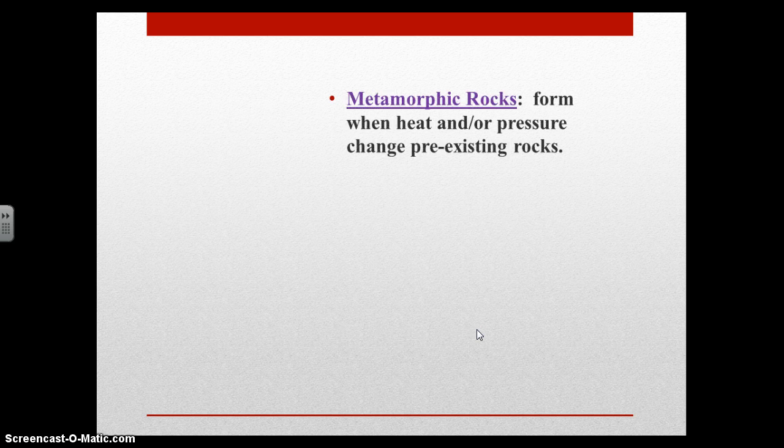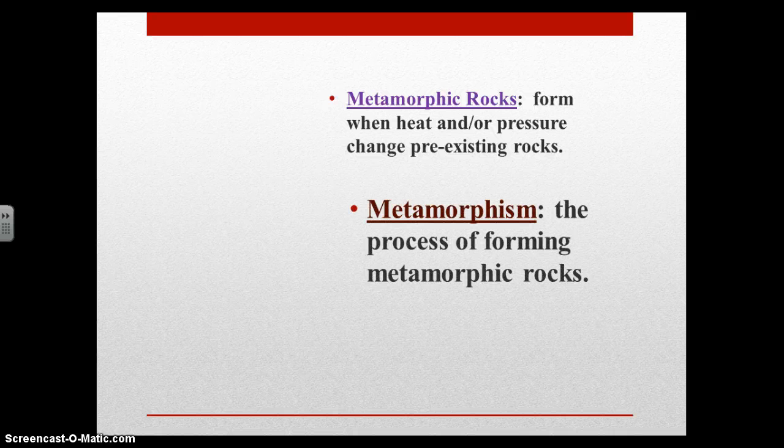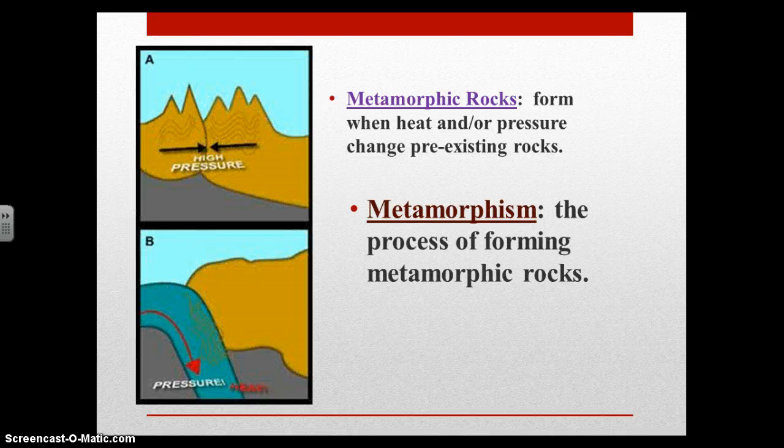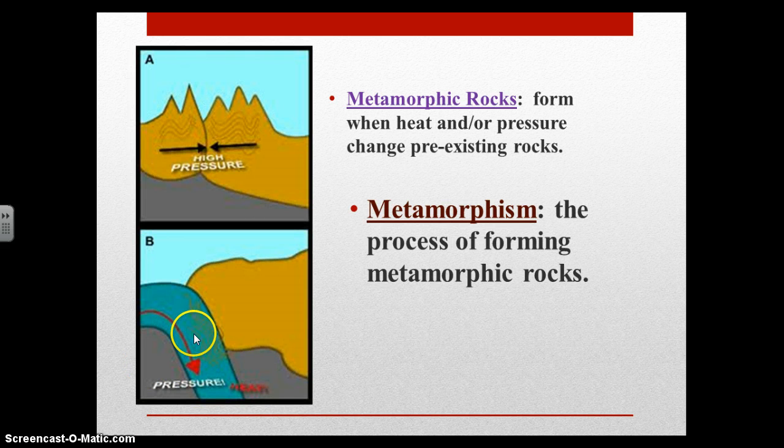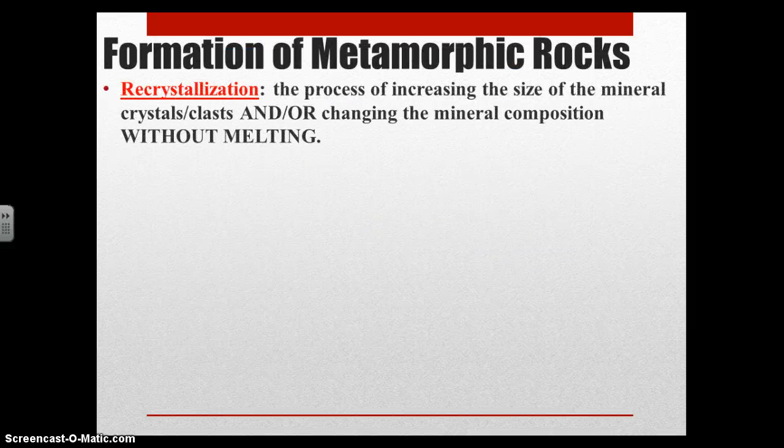So, metamorphic rocks form when heat or pressure change pre-existing rocks. Metamorphism is the process of forming metamorphic rocks. So here you have a great amount of pressure. Pressure is increasing and causing this metamorphism to change, okay? So that extreme heat from the mantle inside heats up that lithospheric plate and melts it and changes the rock at that surface there. The formation of metamorphic rocks.